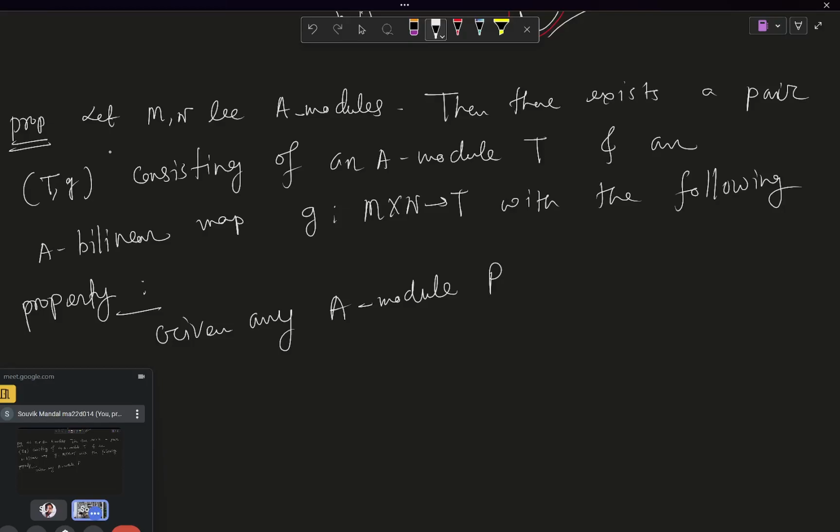By the way, I don't have any power backup, so if I suddenly get disconnected in between, kindly wait patiently. I will join again after 2 or 3 minutes.